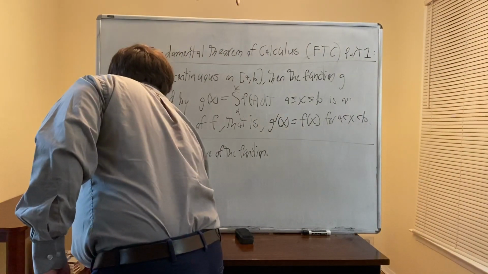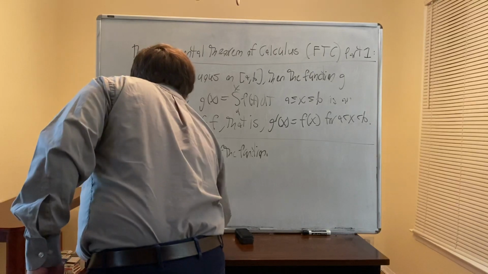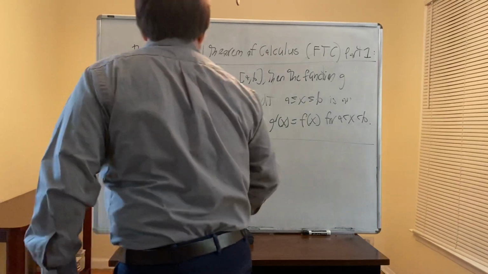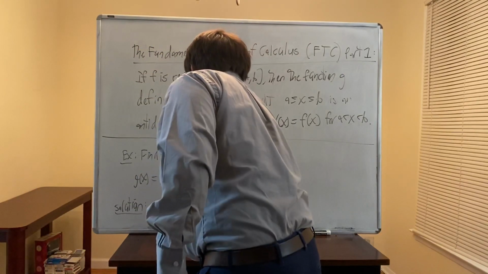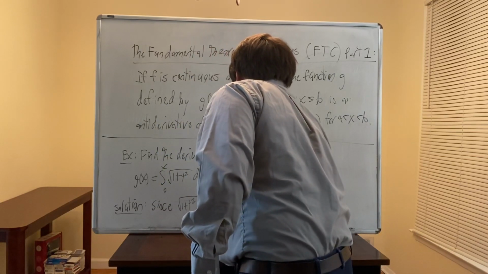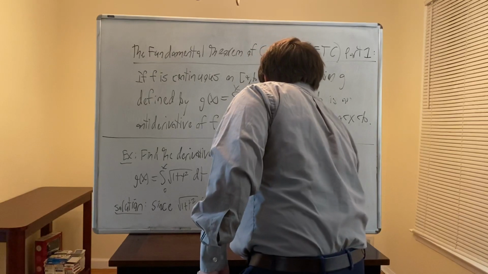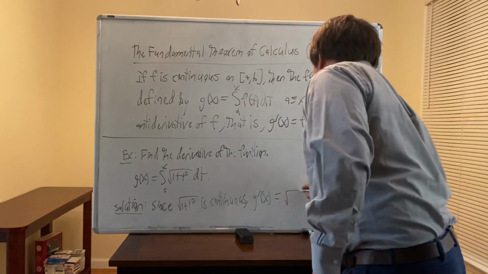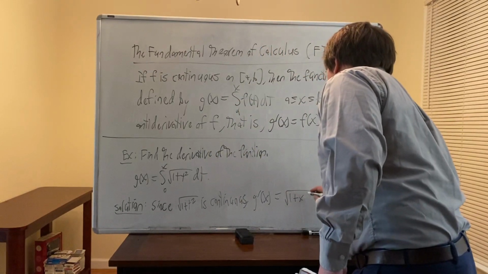Solution. Since the square root of 1 plus t squared is continuous, g prime of x is equal to the square root of 1 plus x squared.